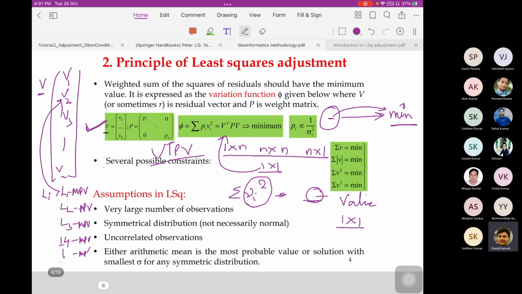Then how do you write the function? For least square, we write phi is equal to VTPV. That is the same as in linear dimension, where we write summation of vi square. Okay.